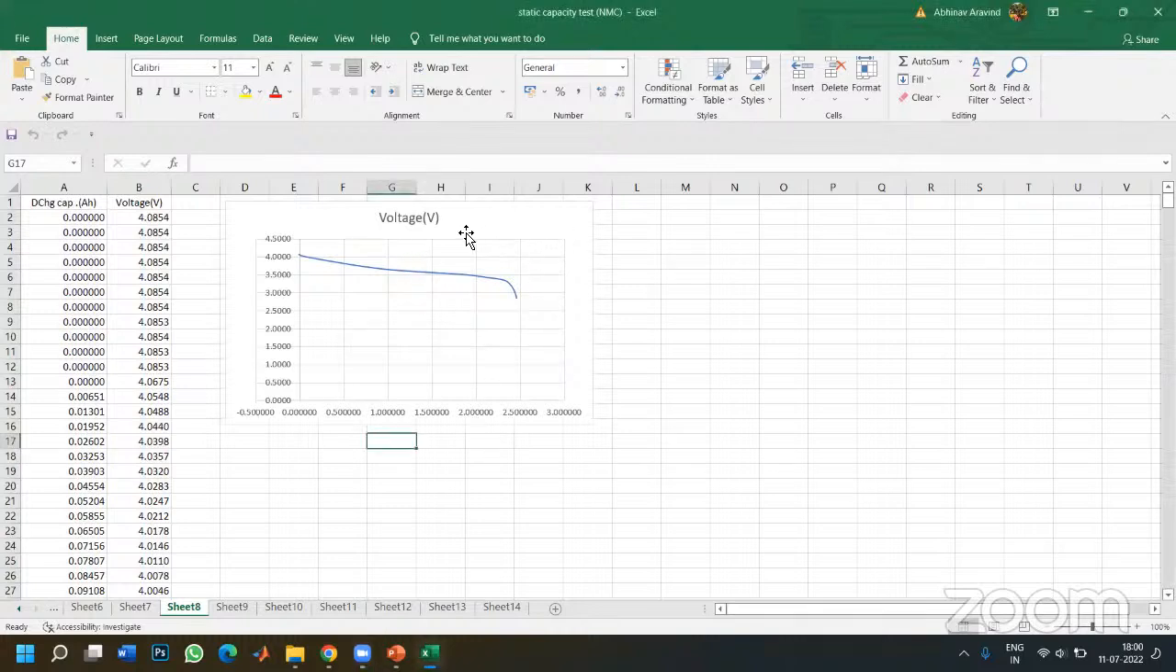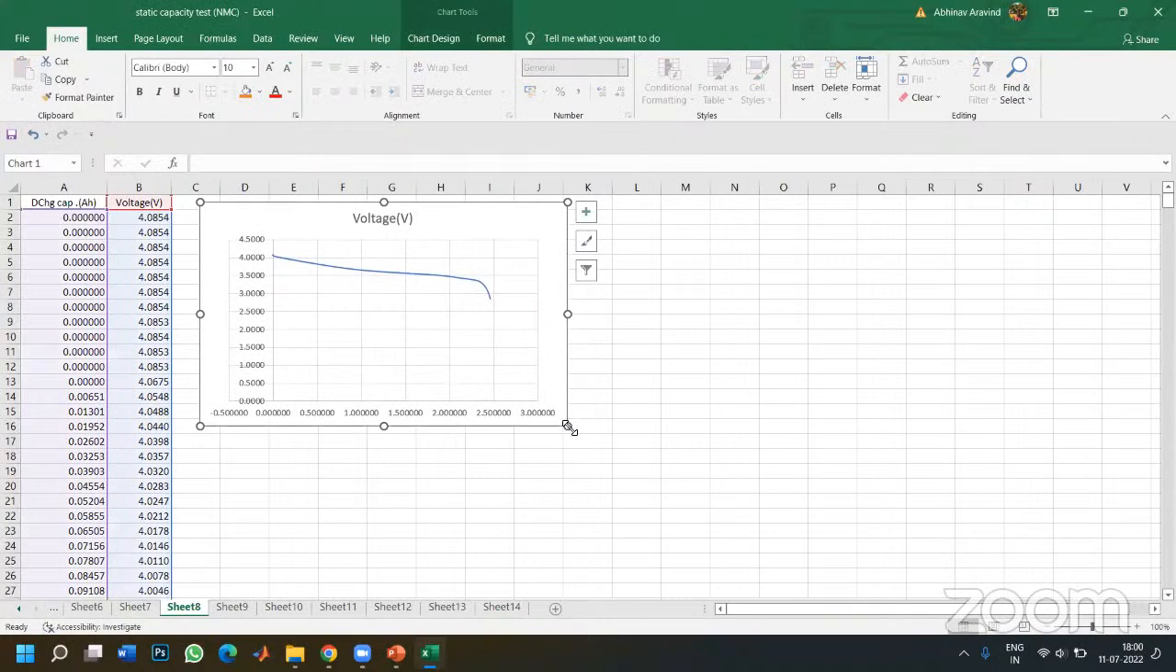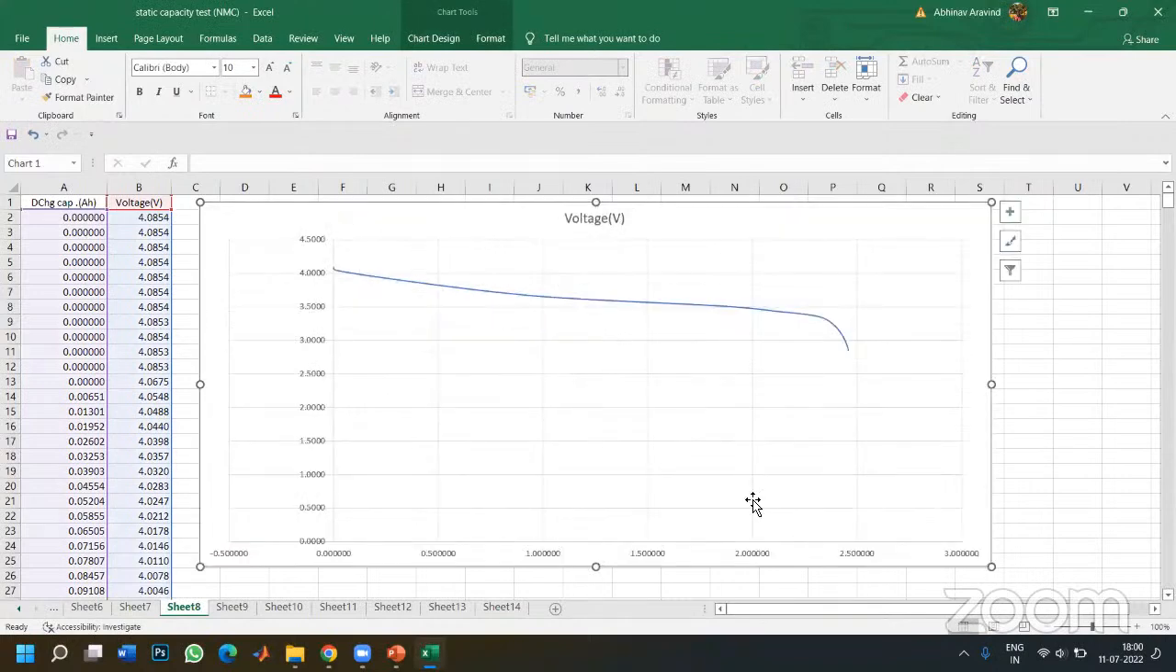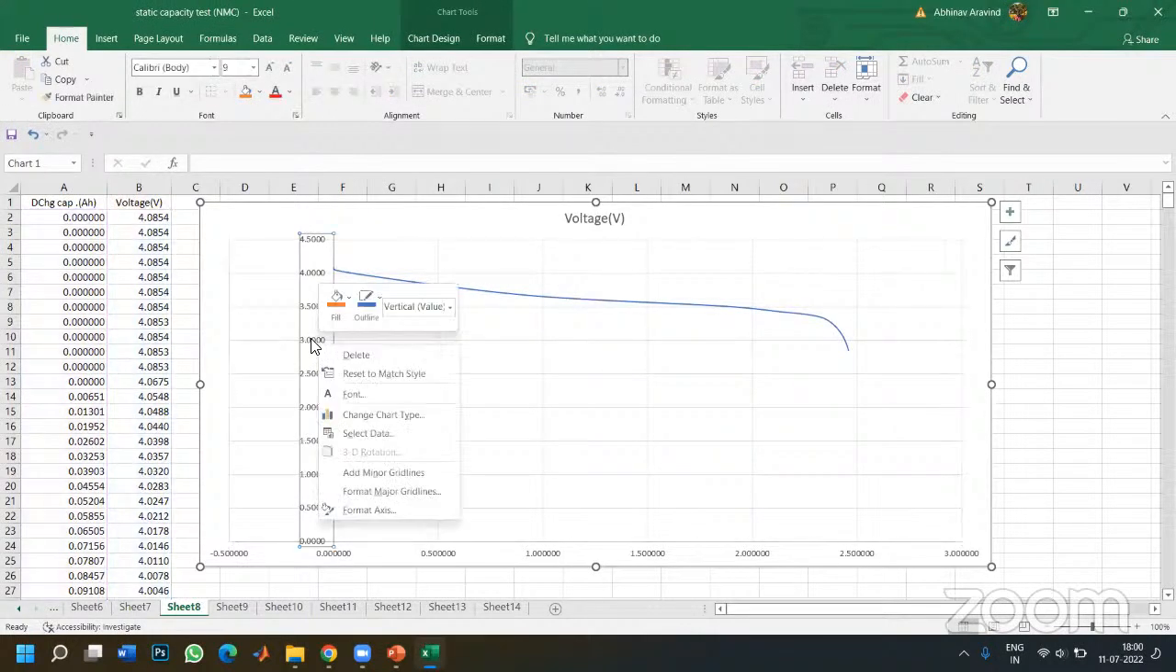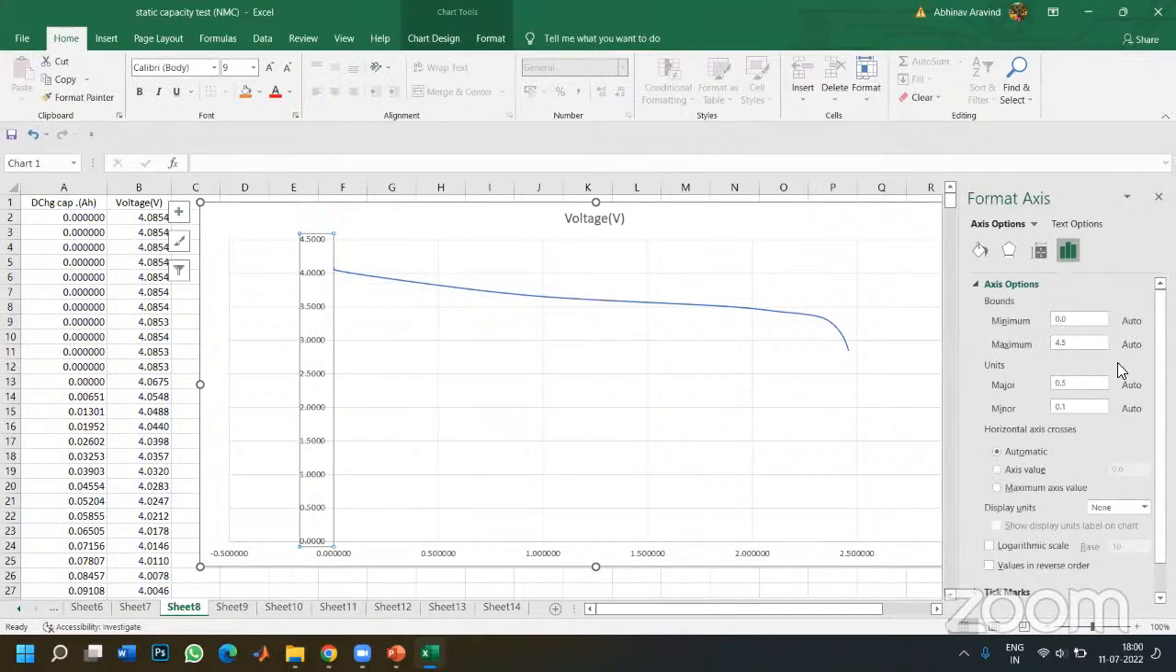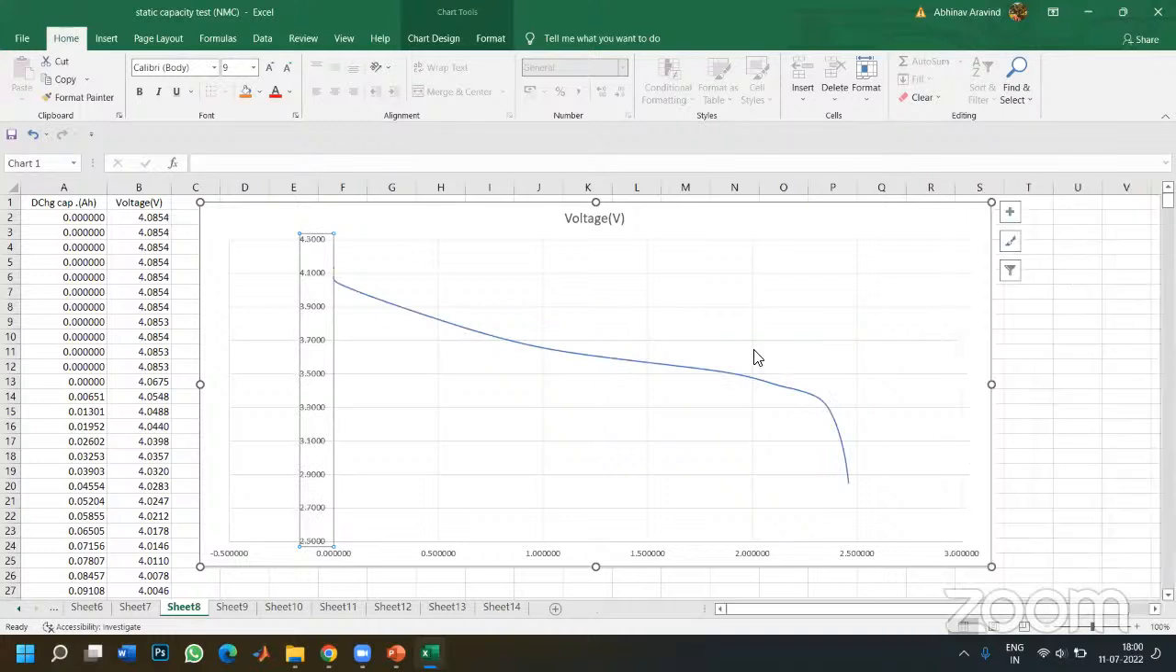Okay, so here you can see the graph. This is the kind of graph you can expect, and you can just change the x and y axis limits. You can just change this to 2.5. Okay, so yeah, this is the kind of graph that you will be expecting at 0.2C.